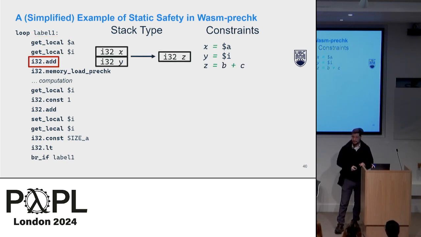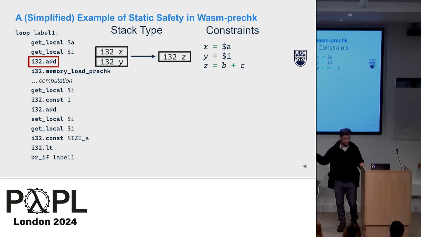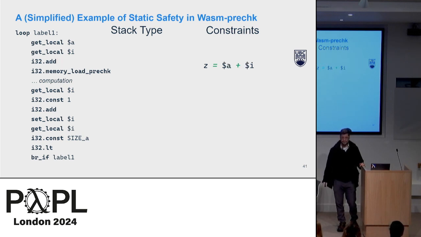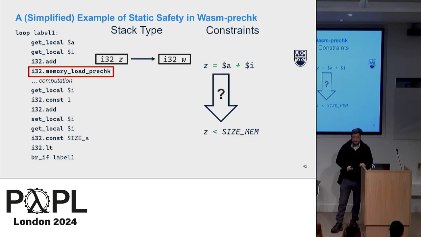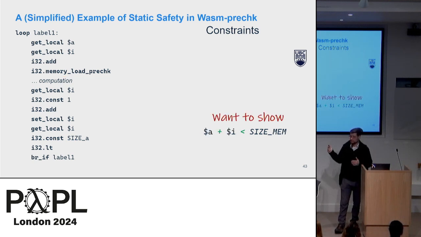Now we're going to do this binary operation instruction, and we're going to consume x and y, and we're going to put a new 32-bit integer on the stack, z. And then we're going to add the constraint that z is equal to b plus c, which, in other words, we do some algebra, and z is equal to a plus i. So now we get to this memory load precheck, and we take some z, and then we're going to return some w. But now we have this side condition that we need to show. And that is that given this z, is z less than the size of memory? And we don't know that based off of what's available to us at this point. We need a little bit more information.